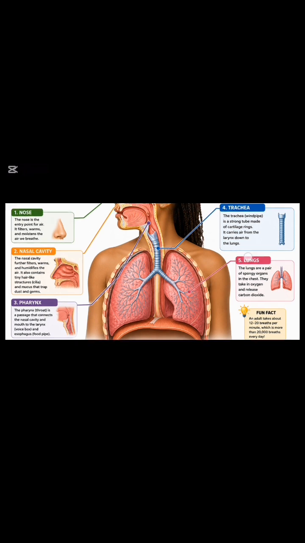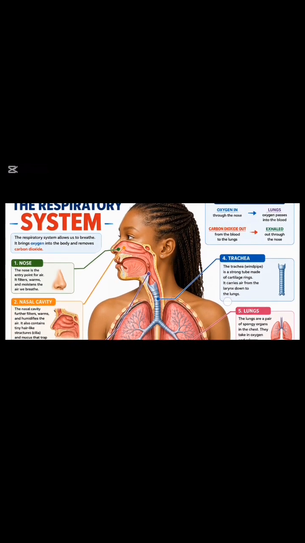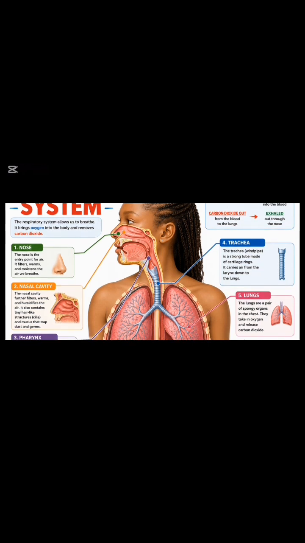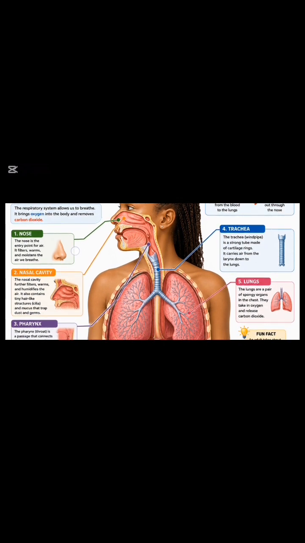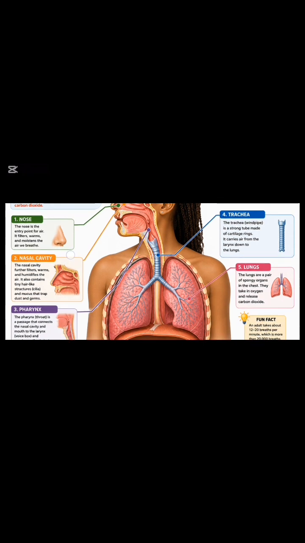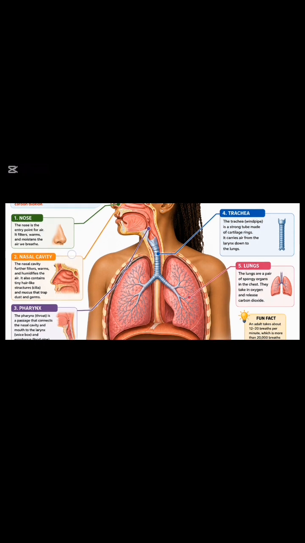The trachea is also known as the windpipe. It's a strong tube made of cartilage rings. It carries air from the larynx down to the lungs. The trachea is made of three layers: the fibrous layer, which is made of fibrous tissue, the muscular layer, which is made of smooth muscle, and the mucosal layer, which is made of goblet cells and nerve cells. The trachea allows gases to enter and leave the body.